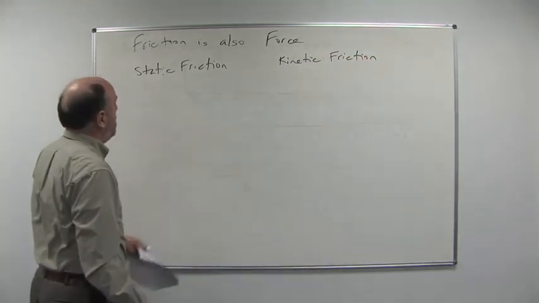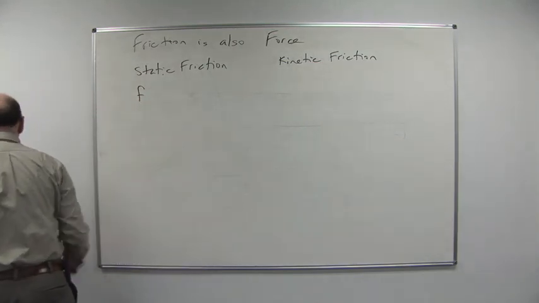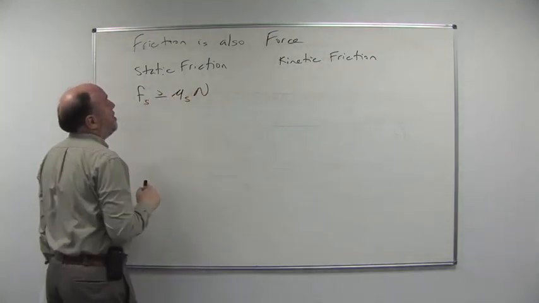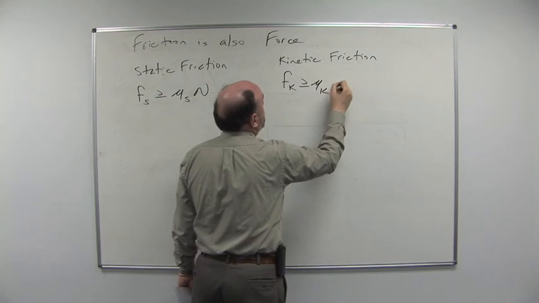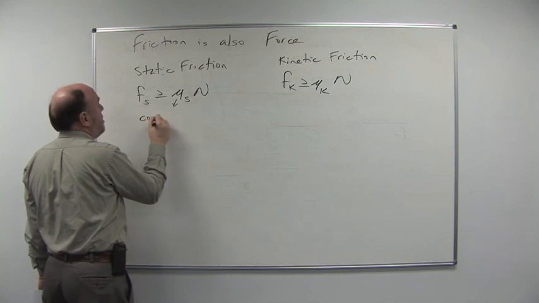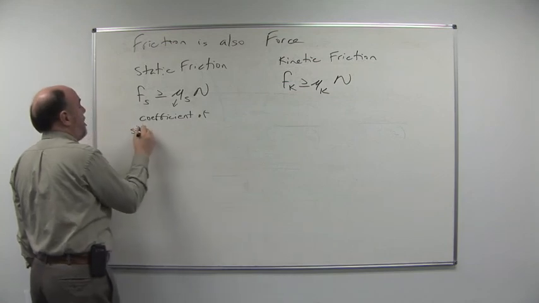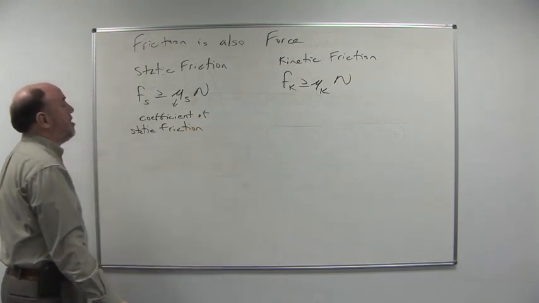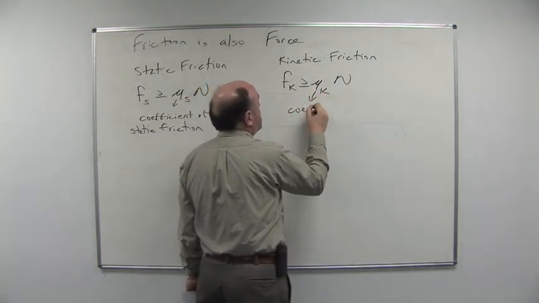And the 2 equations for those are, you get F sub S has to be greater than or equal to mu sub S times N, and then F sub K is going to be mu sub K times N. Okay? So this is the coefficient of static friction. And so you can find tables with this data. Basically, it's all dependent upon what 2 surfaces are in contact with each other. And then this would be the coefficient of kinetic friction.